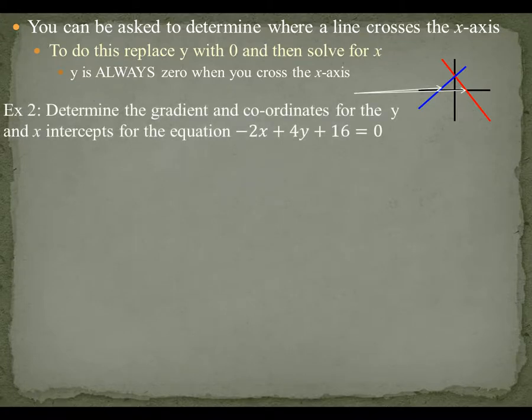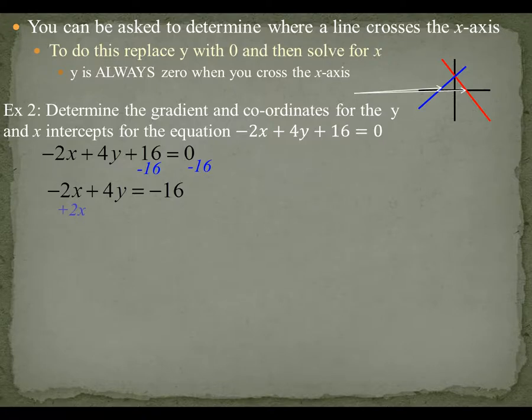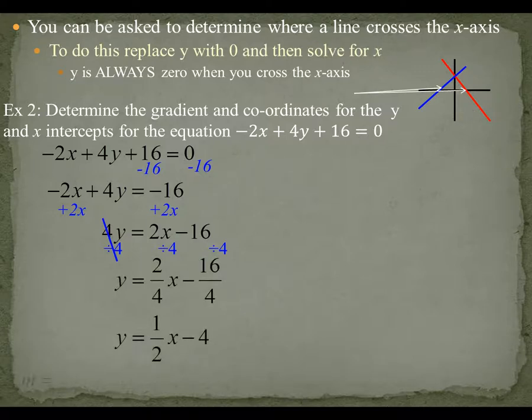Now, to determine the gradient and coordinates for the y and x-intercepts for the equation minus 2x plus 4y plus 16 equals 0. Again, the first step is to rearrange into y equals format to get the gradient. So that means gathering all non-y terms over to the right-hand side. In this equation, it leads to 4y equals 2x minus 16. Divide out the 4 to get 1y, and therefore we have y equals a half x minus 4, leading to a gradient of a half. That also allows us to find the y-intercept, which in this case is the coordinate 0, minus 4. Again, read from the rearranged equation.